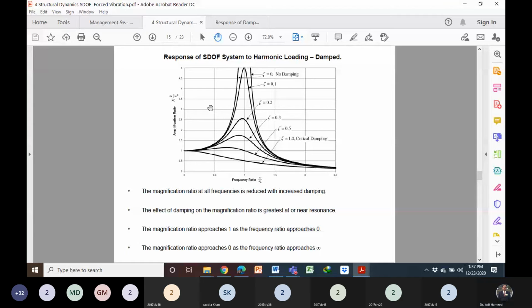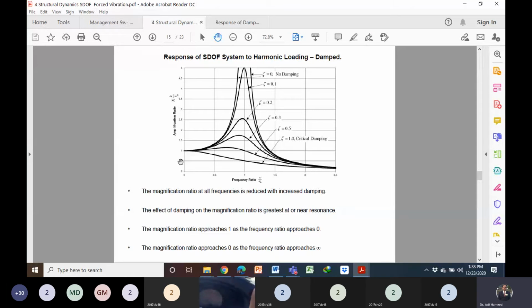And the effect of damping on the amplification factor is maximum near the resonance, when omega over omega n is equal to 1. The effect of damping on the amplification factor is maximum near the resonance. The magnification factor approaches 1 when the frequency ratio approaches 0, omega is equal to 0. The same thing which we have discussed for the undamped case.